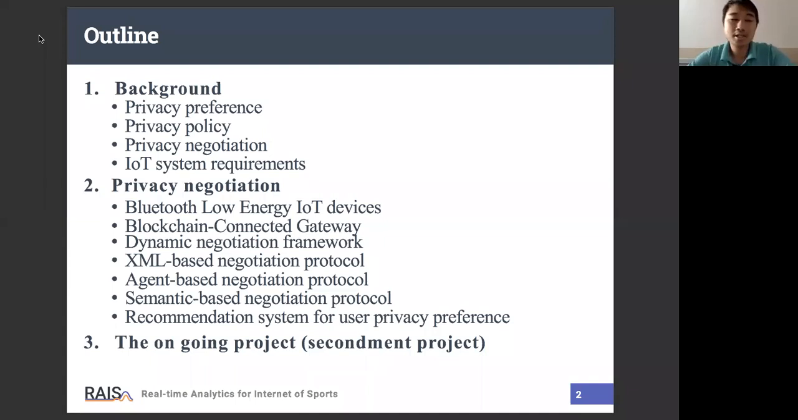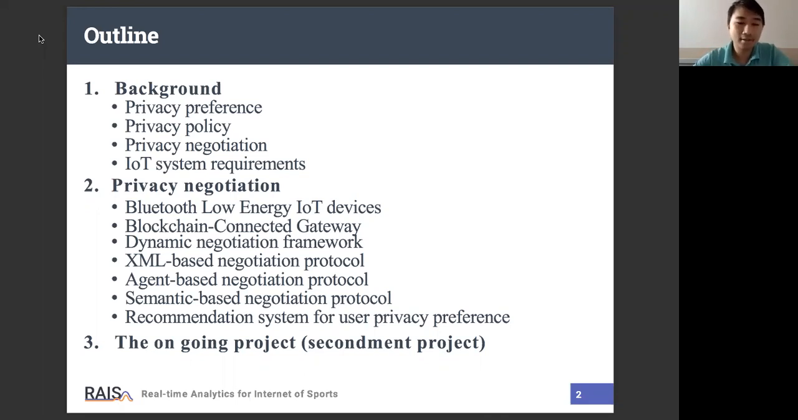In my talk today, I have chosen different sections. First, let me introduce some background: what is the difference between privacy preference and privacy policy, and how we can compare them from the user side and the service provider side. And the last part of this section, I will give some specific requirements in the IoT system.